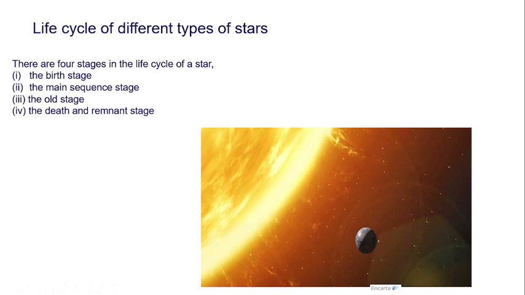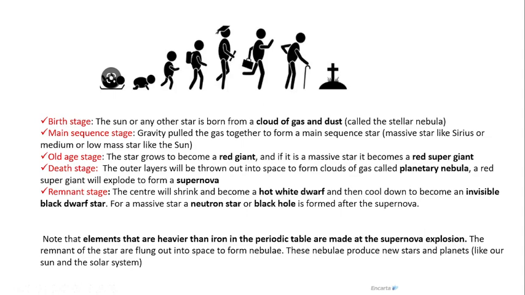There are 4 stages in the life cycle of a star. The first stage is called the birth stage. The second stage is the main sequence stage, followed by the old age stage, and then the death and remnant stage. We're going to discuss these stages in the slide.